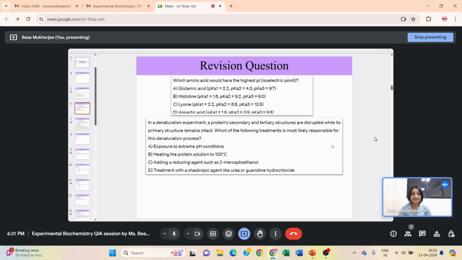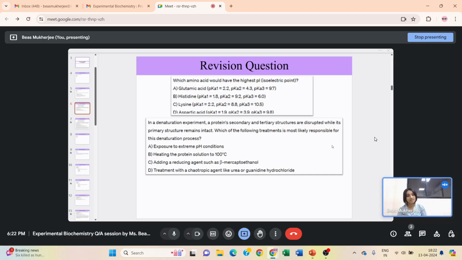So you need to take those two pKa into consideration for pI calculation. For the next question, we have: in a denaturation experiment, the protein's secondary and tertiary structures are disrupted while its primary structure remains intact. Which of the following treatments is most likely responsible for this denaturation process? Your options are exposure to extreme pH condition. That is not the case. Heating the protein solution to 100 degrees centigrade. This is one of the reasons, but which is the major reason?